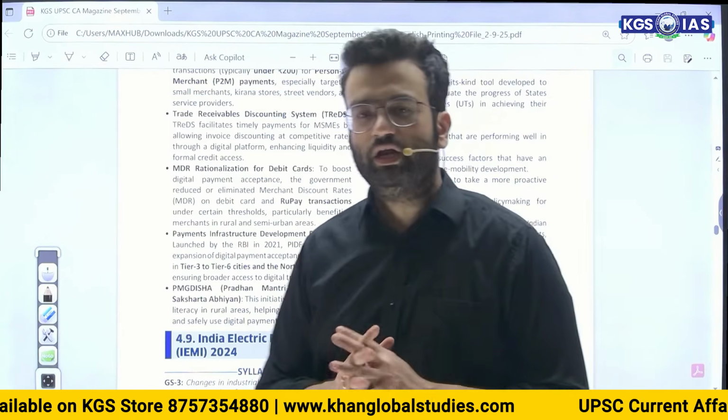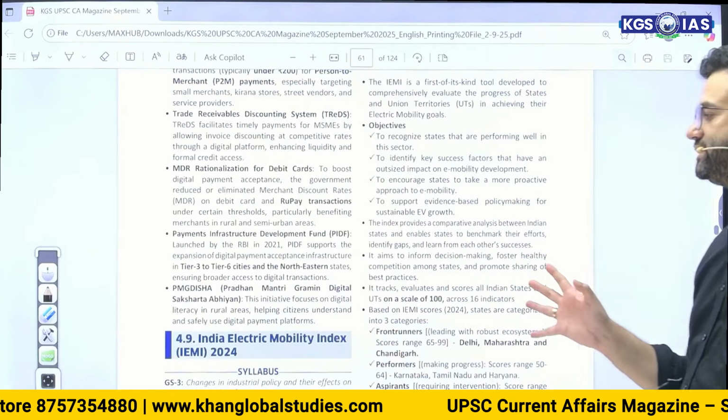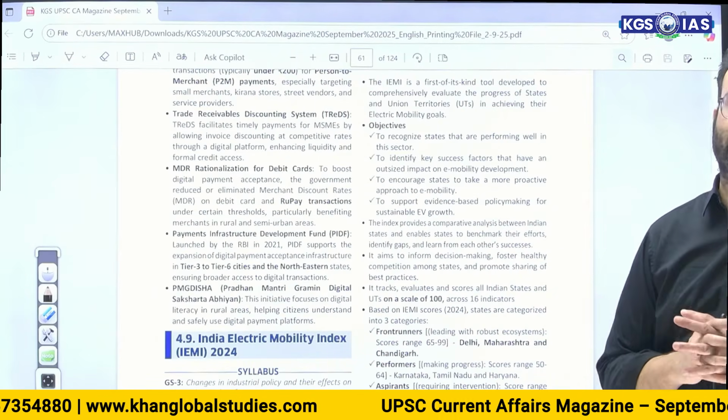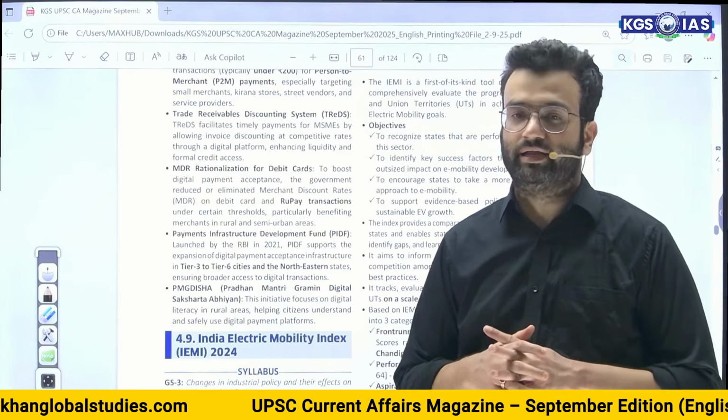So these are all the successful initiatives through which we can say this digital payment index is actually achieving a great height.